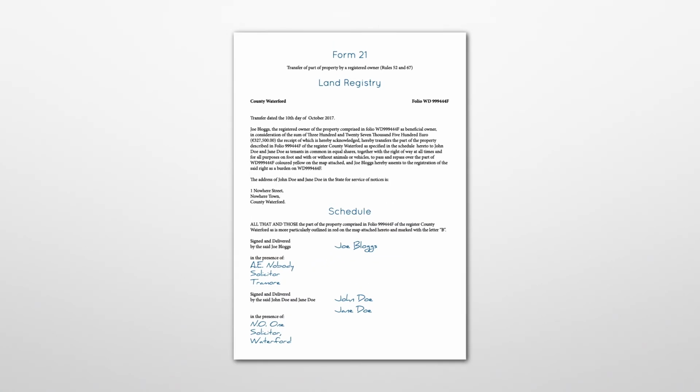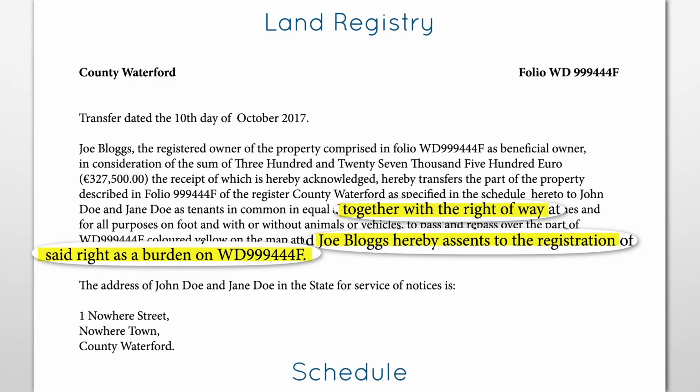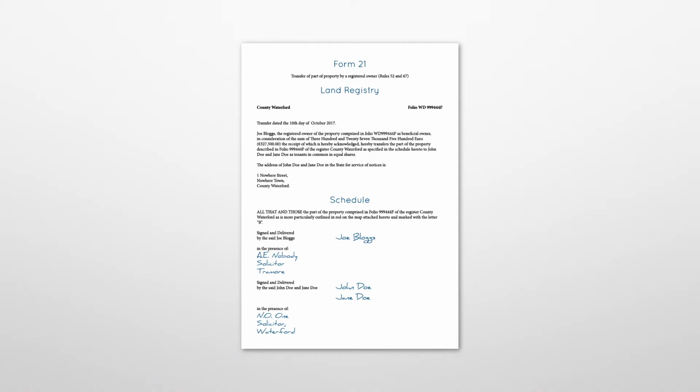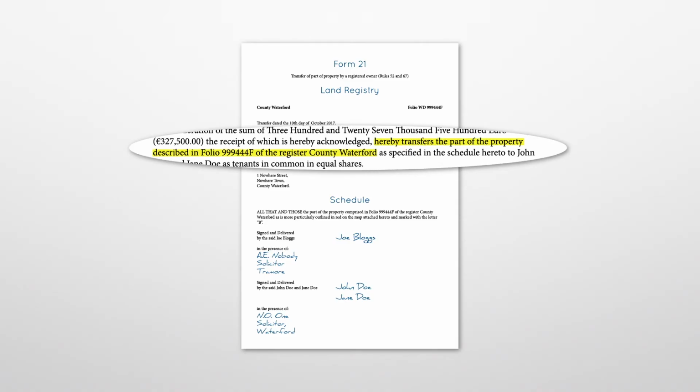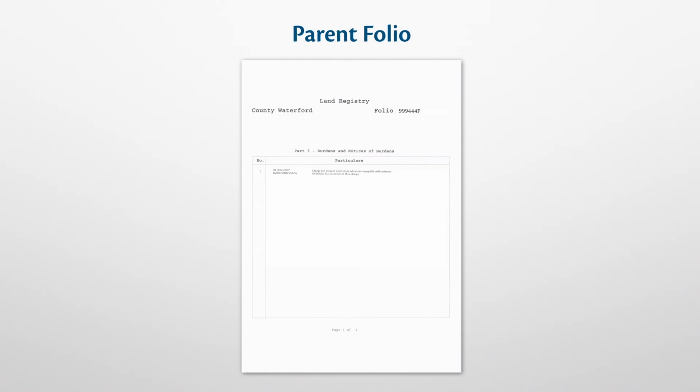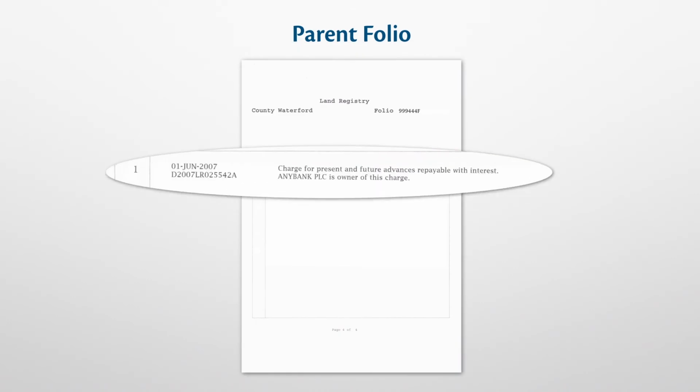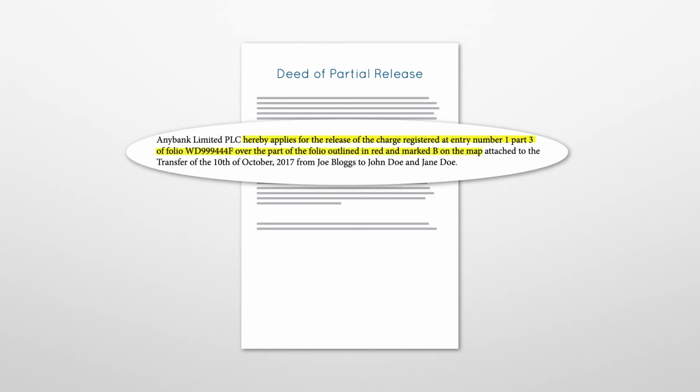Where a burden is to be registered, have you included the required assent to the registration of this burden by the registered owner of the affected folio? Does the application involve transferring part of an existing folio? Do you intend to carry across any burdens already registered on this parent folio to the new child folio? If not, have you lodged the relevant release or partial release?